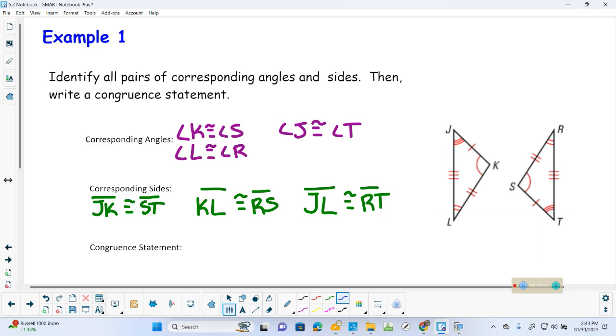Now, congruent statement. That is where we're going to say triangle, however we're going to name it, is congruent to the other triangle. Now again, just easy habit, single, double, triple. So single, I'm going to call it K, L, J. And then it's very simple for me to get the order on the other one because I did single, double, triple. So single, S, R, T.